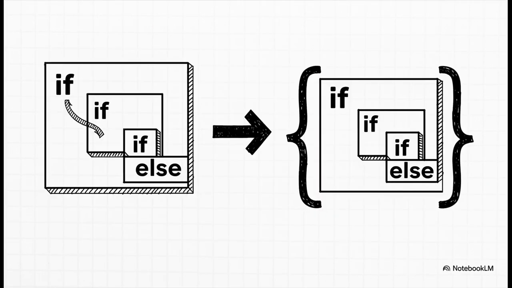And here's the rule that clears it all up. C doesn't care about our pretty indentation. It has one simple rule: an else always pairs up with the nearest if above it that doesn't already have its own else. So in our last example, that else actually belongs to the inner if. The takeaway here is so important. Always use curly braces to make it crystal clear what you mean.